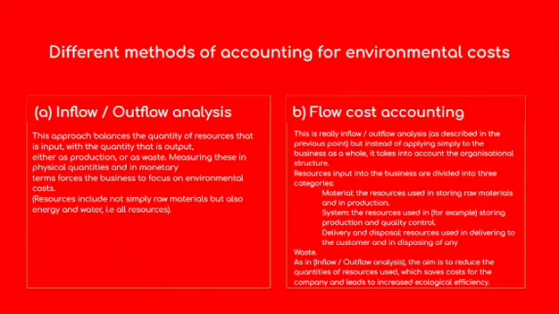B. Flow cost accounting. This is really inflow-outflow analysis, as described in the previous point, but instead of applying simply to the business as a whole, it takes into account the organizational structure. Resources input into the business are divided into 3 categories. Material, the resources used in storing raw materials and in production. System, the resources used in, for example, storing production and quality control. Delivery and disposal, resources used in delivering to the customer and in disposing of any waste.